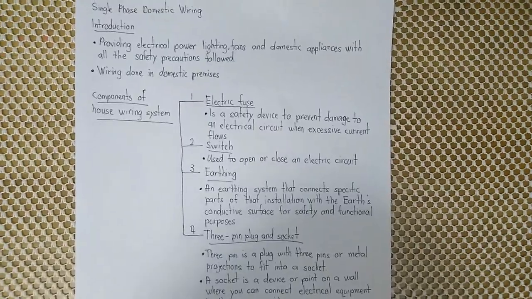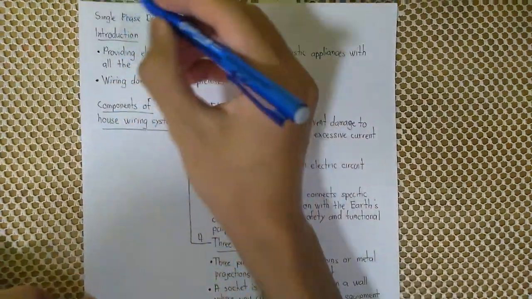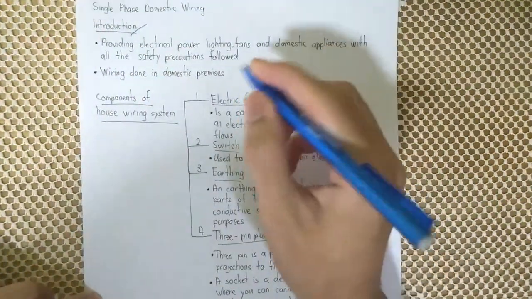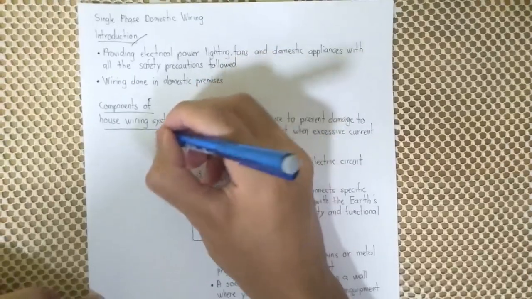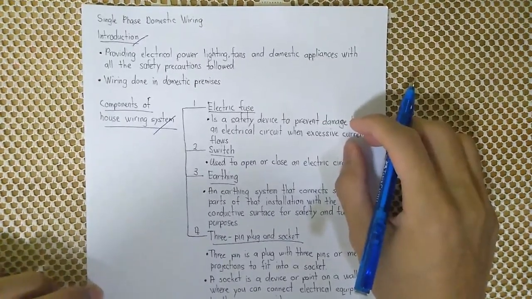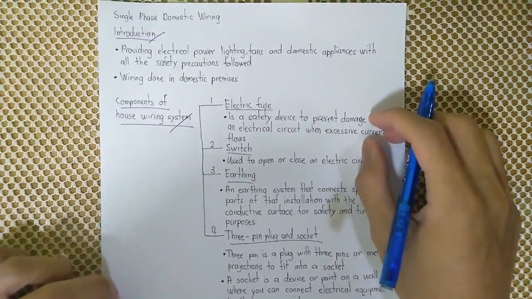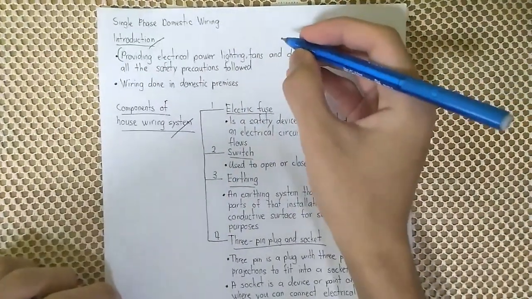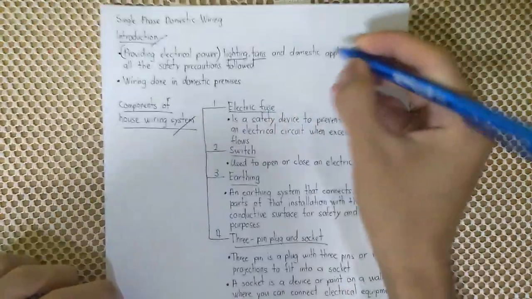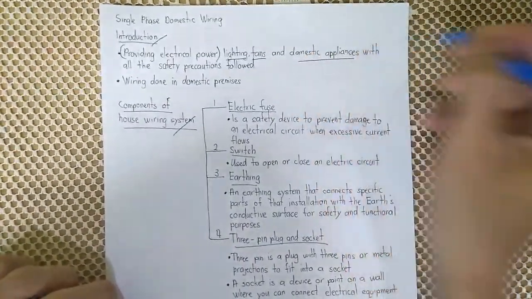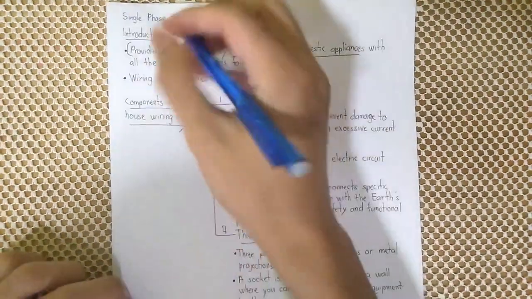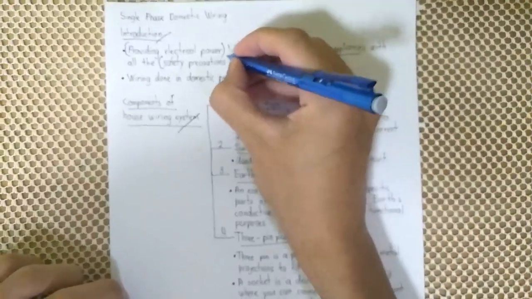In this video, I will explain the introduction to domestic wiring, the components of a house wiring system, and the third one is the floor plan. For the introduction, domestic wiring is providing electrical power for lights, fans, and domestic appliances. When performing domestic wiring, we must follow safety precautions.